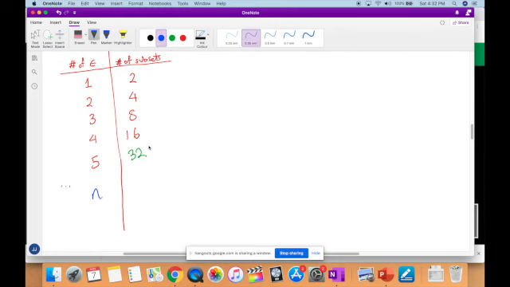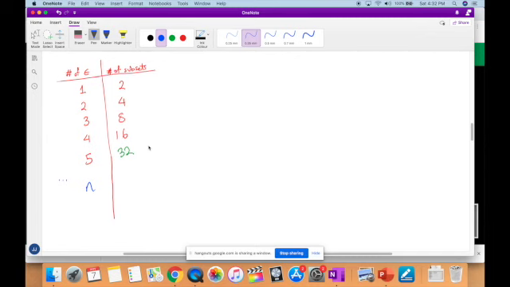Anybody else could tell me? Nobody? N squared. Let's check it and see. If it was n squared, then in this case n is 1, so 1 squared is 1. So it doesn't work from the beginning.